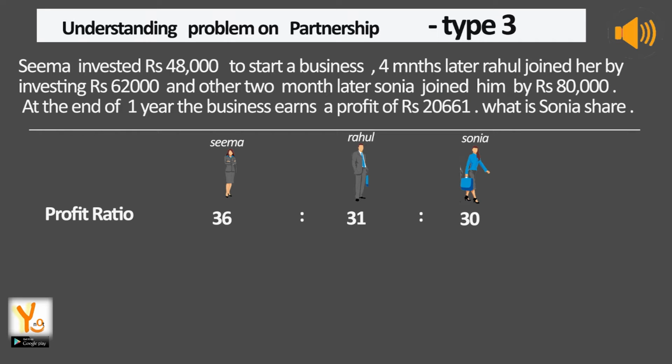As the final profit ratio of Seema, Rahul, and Sonia is 36:31:30, Sonia's share is calculated by 30 divided by 97 into 20,661, where 97 is the sum of all the ratios of investment, and 20,661 is the total profit earned, which will be 6,390.